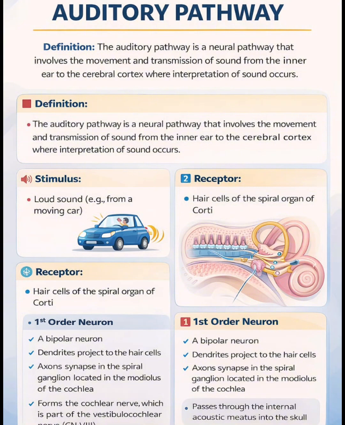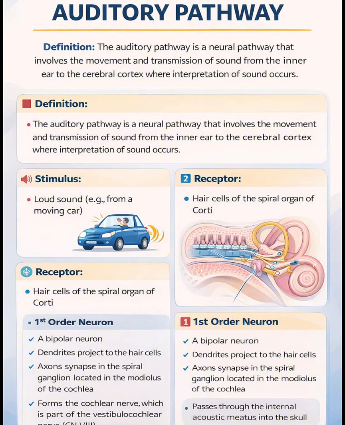So when the fibers which fuse together to form the cochlear nerve pass through what we call the internal acoustic meatus, they pass through it together with the facial nerve. Remember, the facial nerve, the vestibulocochlear nerve, and the labyrinthine artery pass through the internal acoustic meatus to go towards the brain. So they leave the skull through the internal acoustic meatus to go to the brain.